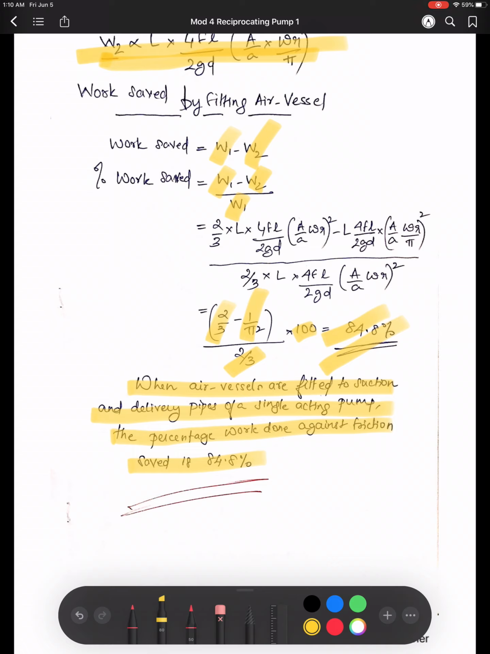So I hope you have understood what is separation, what is separation head, that is HSEP, and what are the uses of air vessels, and how it helps in giving us a continuous flow in a reciprocating pump.